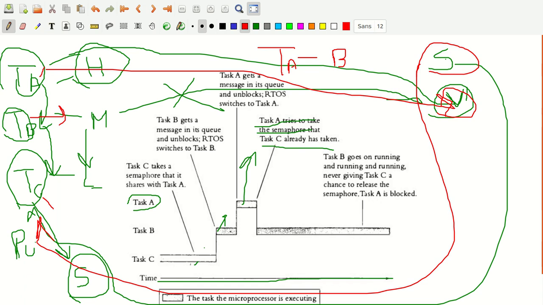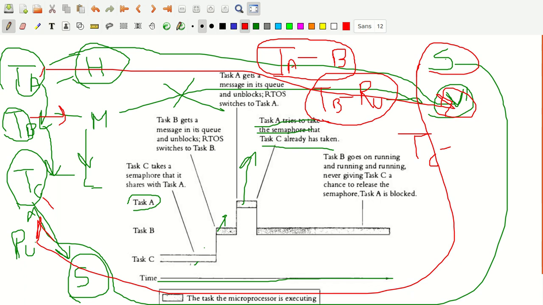Now TB comes from the ready state to the running state. TB again starts running. Of course, it goes to the running state, put there by the scheduler, and the RTOS starts executing the instructions in the TB task. Task A tries to take the semaphore that task C has already taken. It is not possible. Now what happens? Task B is in the running state, task A is in the block state, and what is task C doing? Task C is definitely in the ready state here.